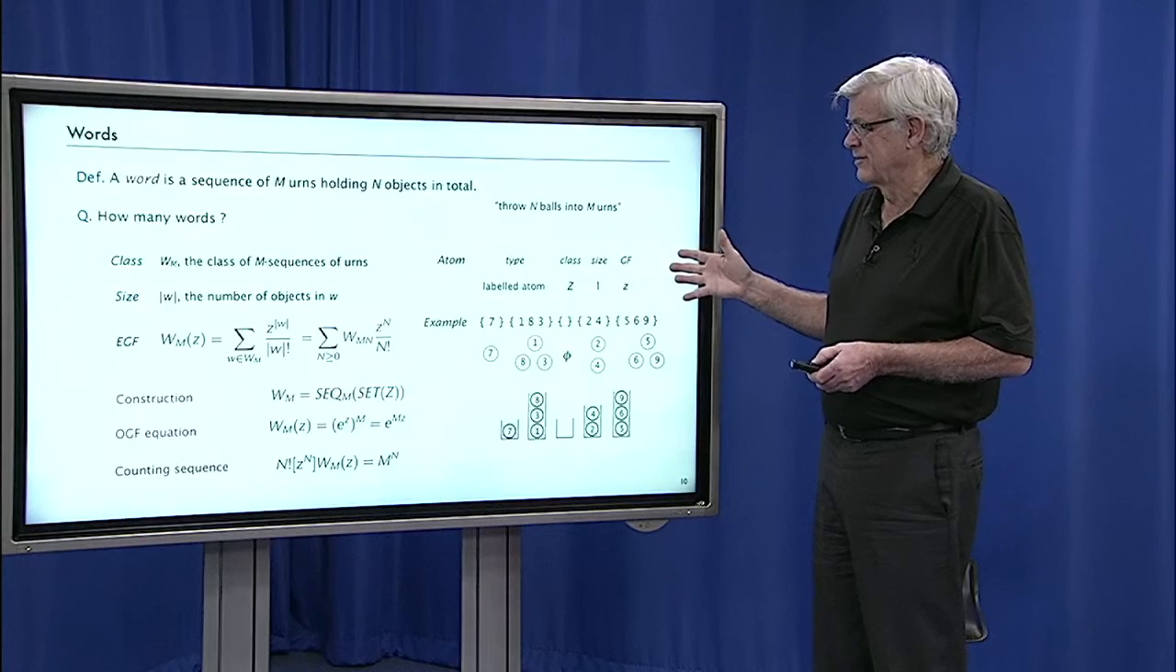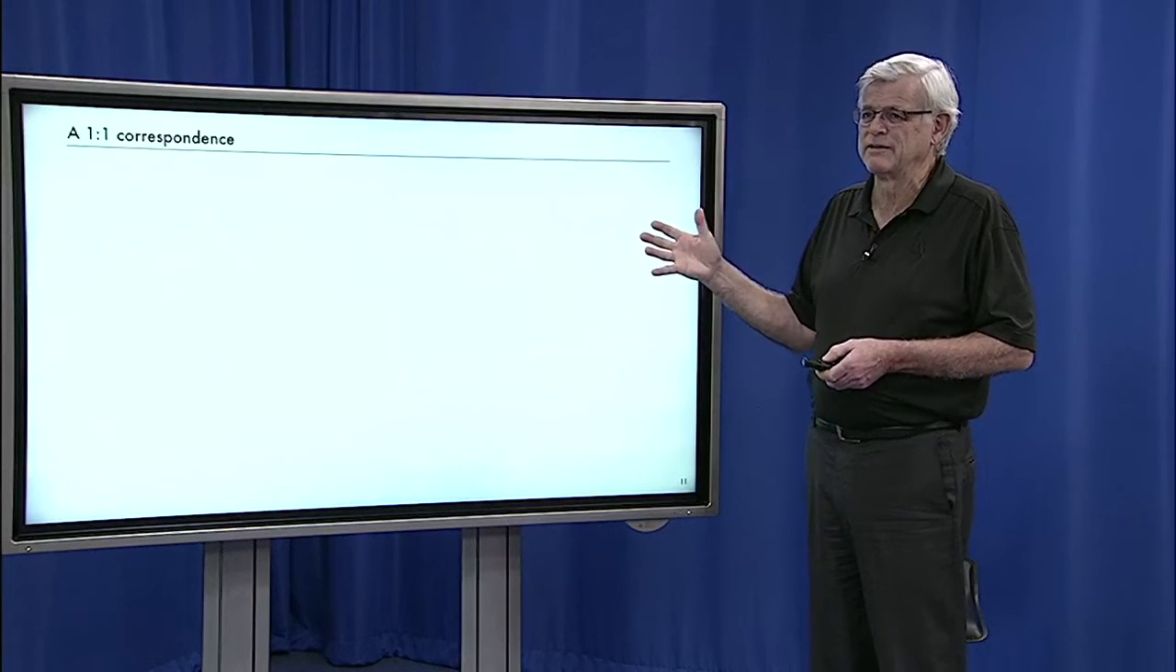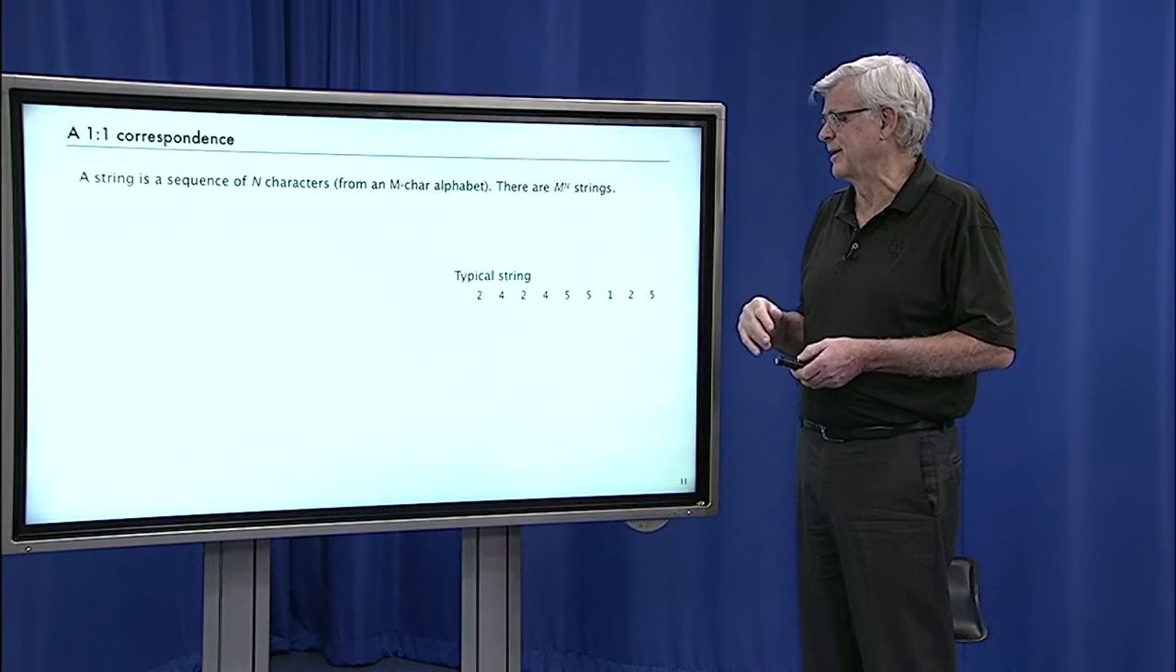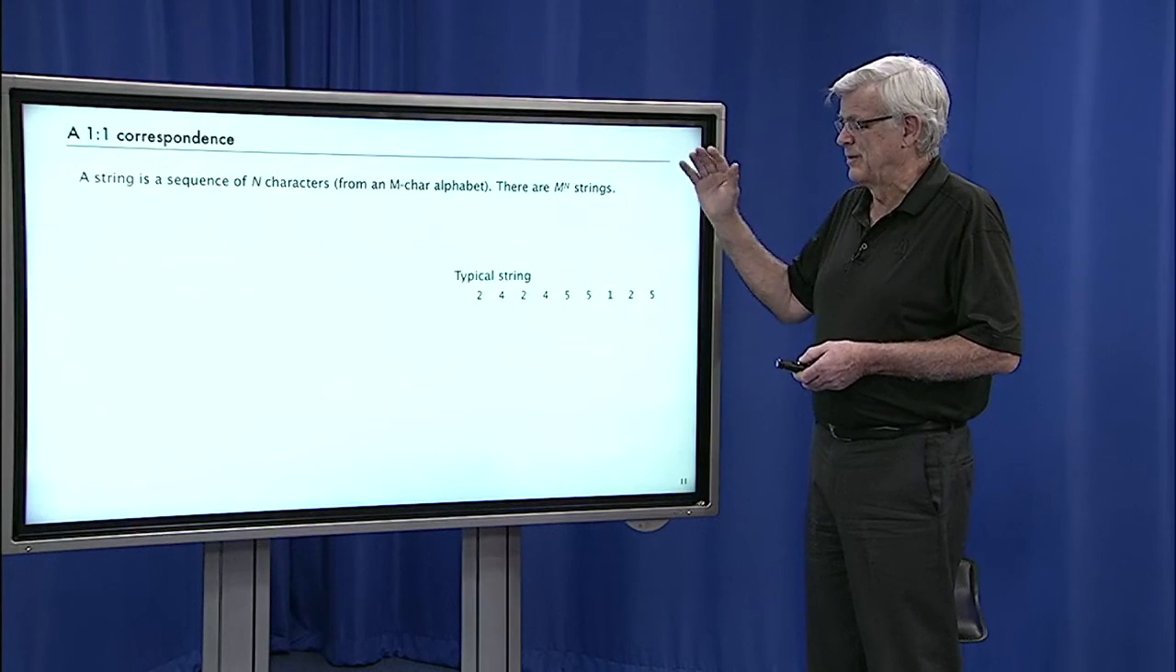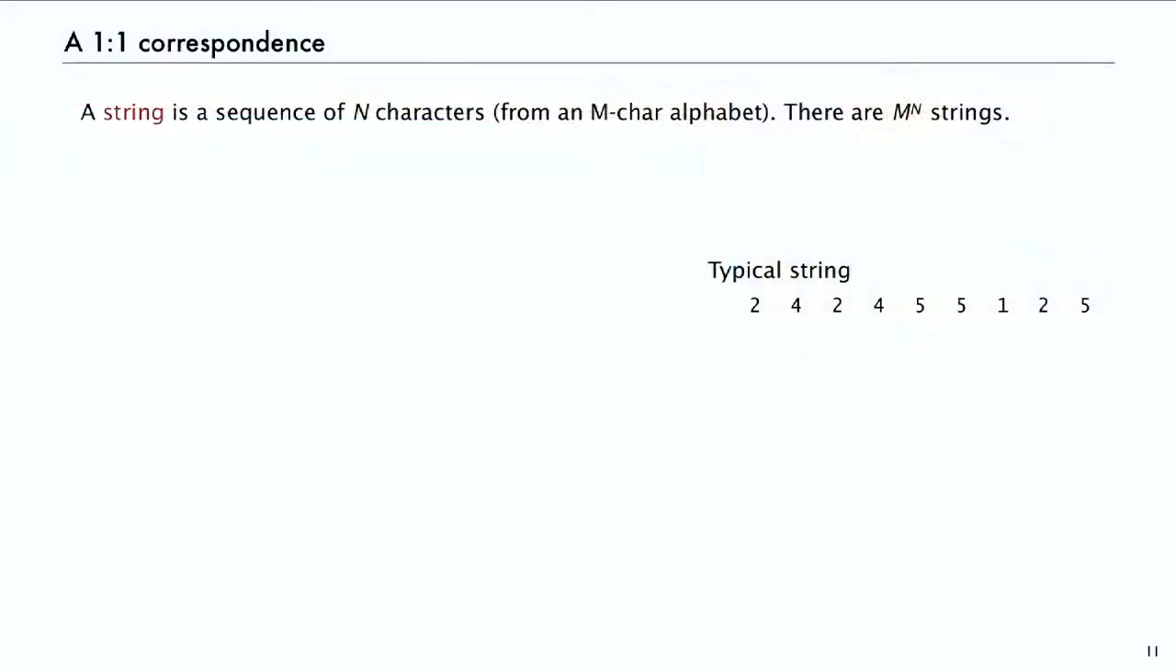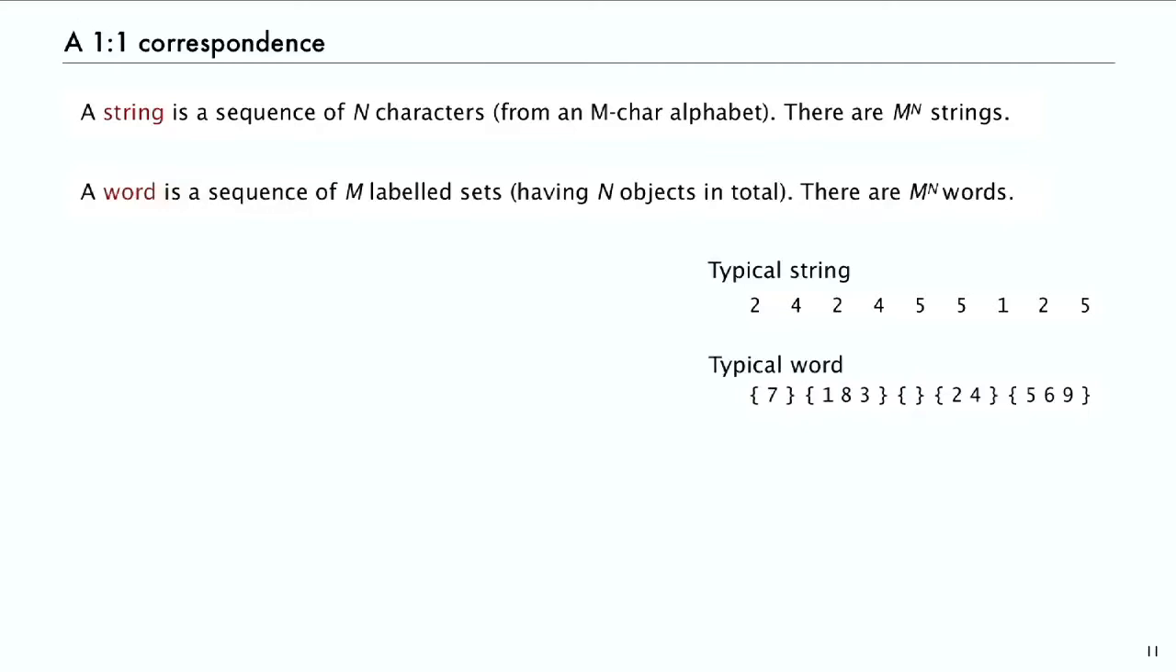And indeed, there's a one-to-one correspondence between words and strings. So a string, as we talked about last time, is a sequence of n characters drawn from an m character alphabet. And since for each of the n characters in the string, there's m different possibilities, there's m to the n different strings. A word is a sequence of labeled sets with a total of n objects, and there's m to the n words. So what's the correspondence?